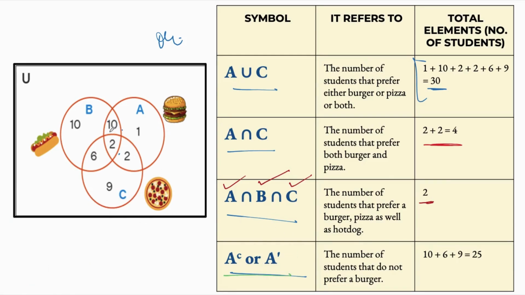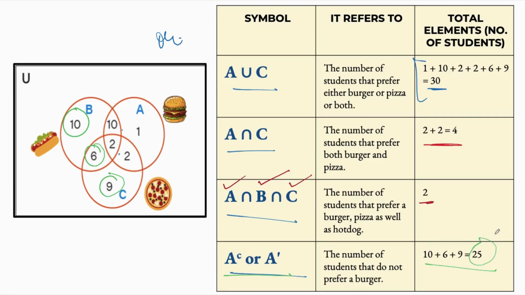It will be all the numbers which are not within your A, we need to neglect those numbers. So we do not have to take 10, we do not have to take this 2, we do not have to take this 2, we do not have to take this one. We need to take this 10, we need to take this 6, and we need to take this 9. Adding 10, 9 and 6, we will get 25.